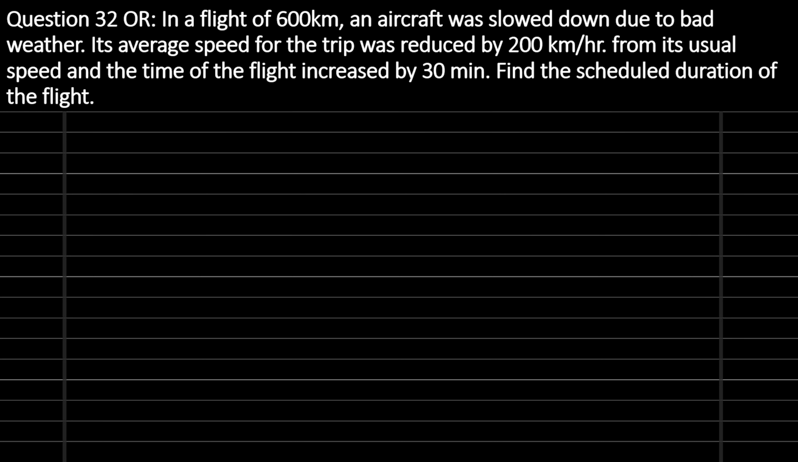Question number 32. In a flight of 600 kilometers, an aircraft was slowed down due to bad weather. Its average speed for the trip was reduced by 200 km per hour from its usual speed, and the time of the flight increased by 30 minutes. Find the scheduled duration of the flight.